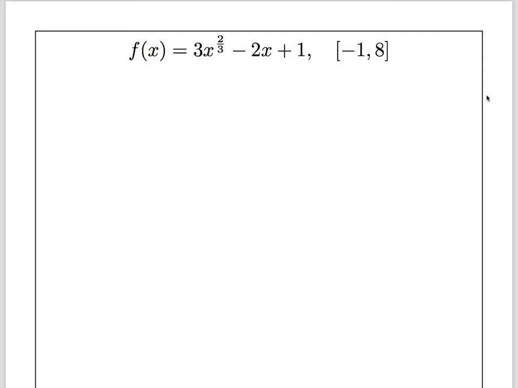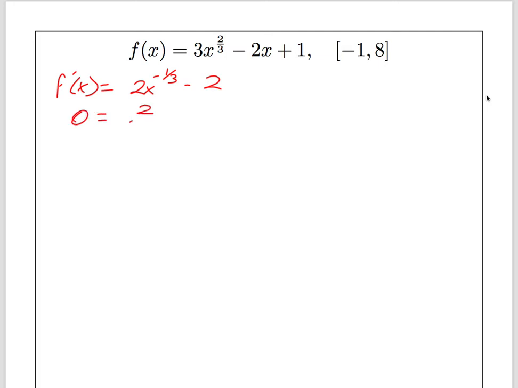All right, f of x equals 3x to the 2/3 minus 2x plus 1. My interval is negative 1 to 8. I want to find the absolute extreme. What do we do to get started? Derivative. So that would be 2x to the negative 1/3 minus 2. All right, then what? Set it equal to 0.